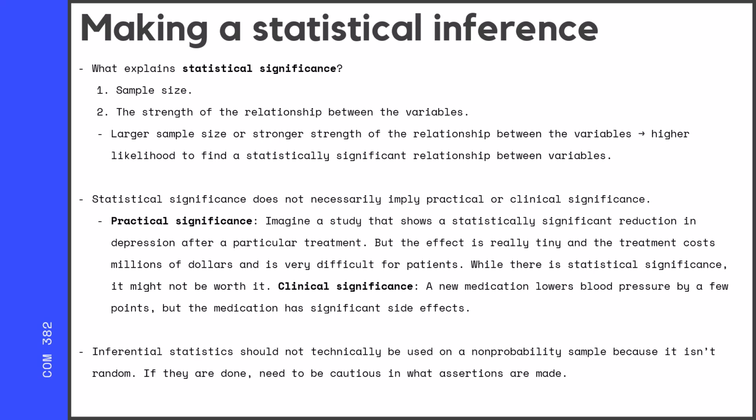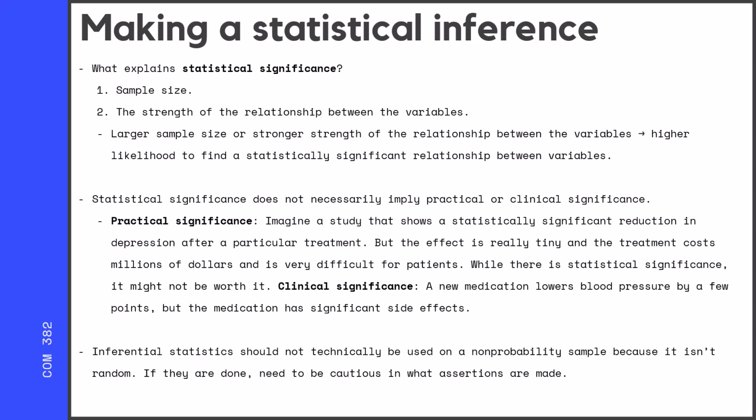So how do we get to statistical significance? You need to have a good sample size. You have to have a strength of relationship between variables. And with larger sample sizes or stronger strength of relationships, you have a higher likelihood of finding statistically significant relationships between variables. I do want to warn you, though, that statistical significance does not necessarily imply practical or clinical significance.